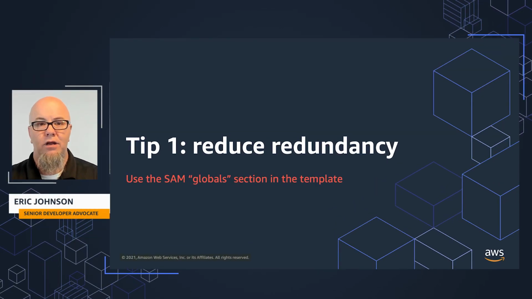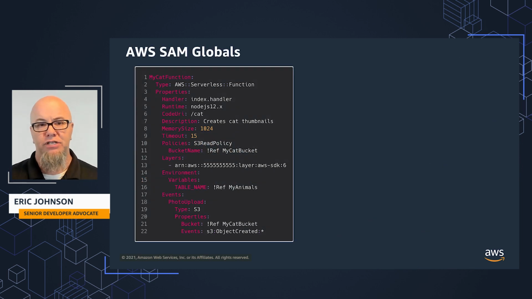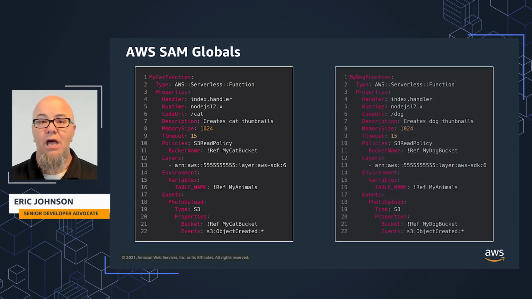Tip number 1. Reduce redundancy. In this example, I have a Lambda function called myCatFunction, which is 22 lines of code. I declare the handler, runtime, code URI, memory size, timeout, and other data necessary to the Lambda function. I also have a second Lambda function called myDogFunction, which has much of the same information in its template. The only real difference is in the code URI and the bucket name.